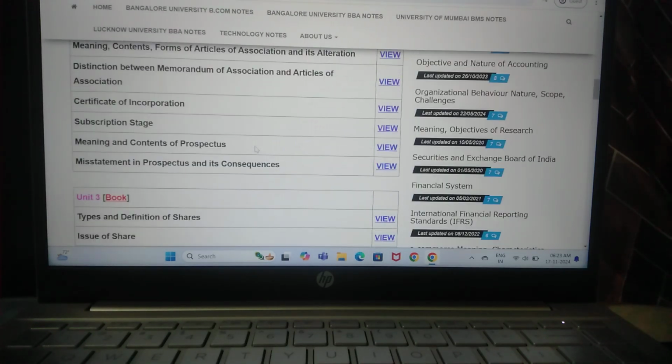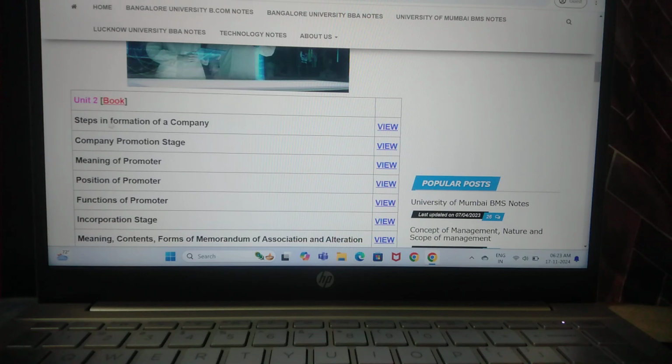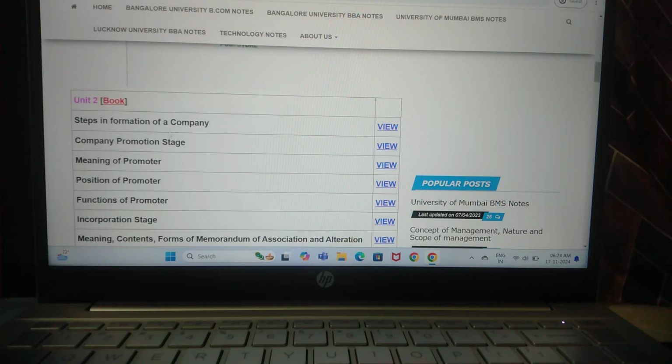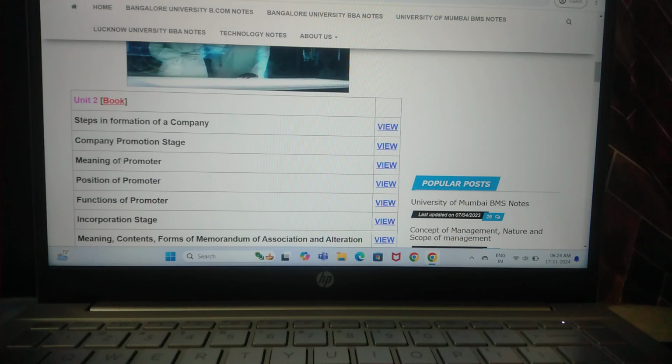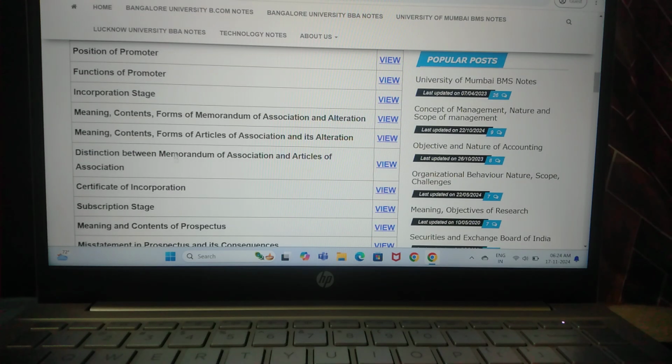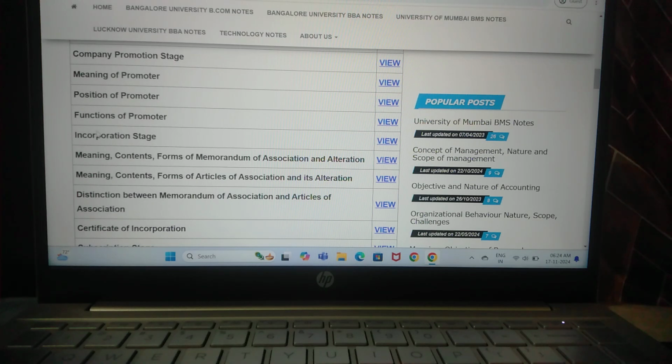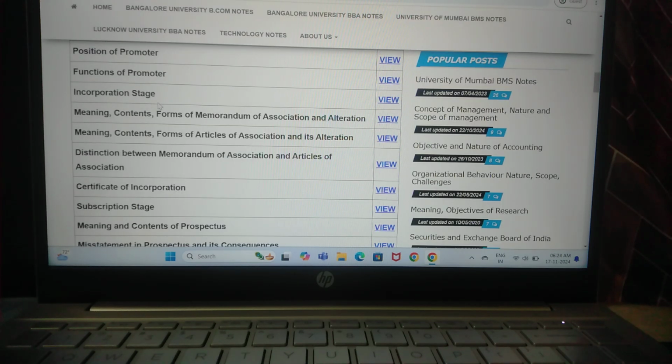I repeat, you can see in module 2, steps in formation of a company, company promotion stage, meaning of promoter, position of the promoter, functions of the promoter. Now you can see how important the promoter is. Meaning, position, functions you have to study. Next one, incorporation stage. This is one stage. Then come MOA and AOA.